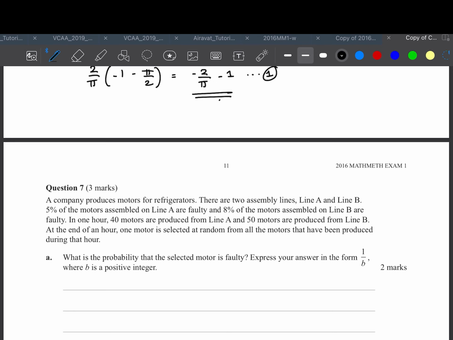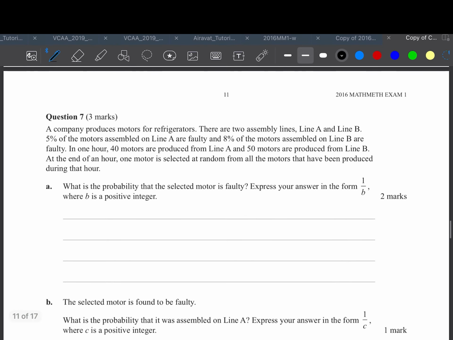question number 7. So a company produces motors for refrigerator. There are 2 assembly lines, line A and line B. 5% of motors assembled on line A are faulty, and 8% are on line B, which are faulty. So in 1 hour, 40 motors are coming from line A and 50 are coming from line B. At the end of an hour, 1 motor is selected at random. All motors have been produced during that hour. What is the probability that selected motor is faulty? Express your answer in the form of 1 on B, where B is a positive integer.